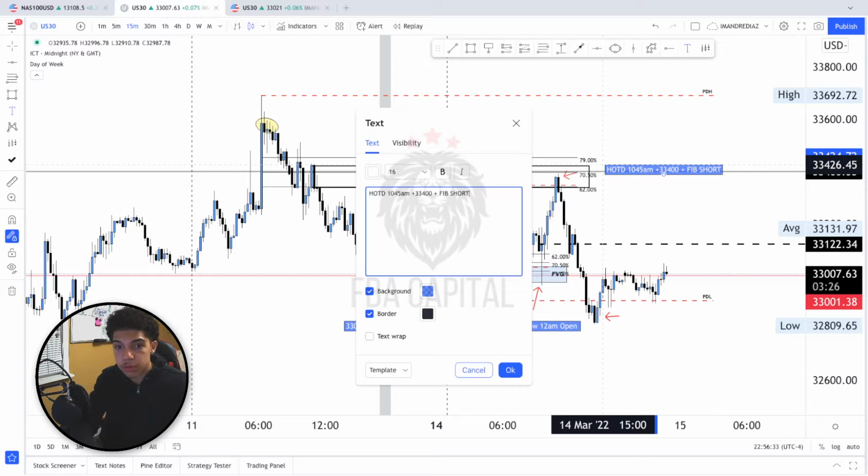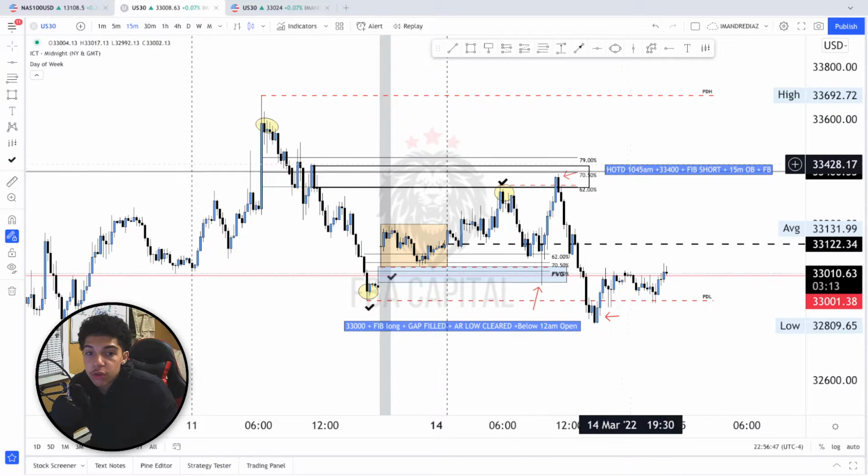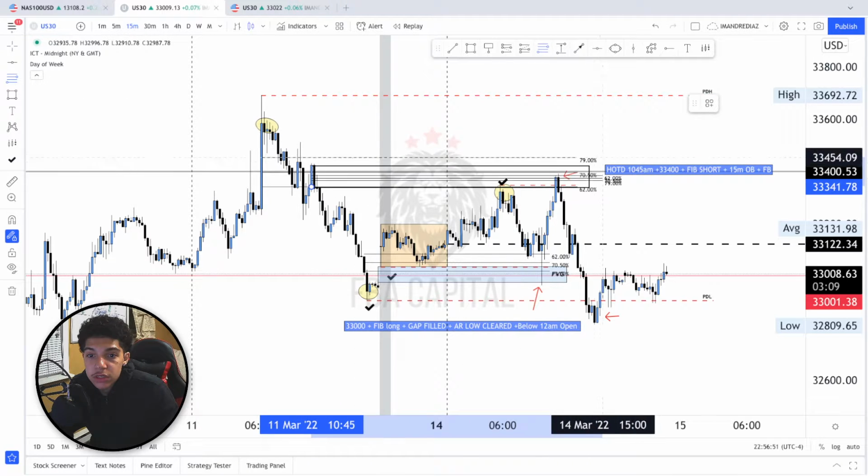Boom. Along with the fib short, and along with the 15-minute bearish order block. And we also had a false break of the high that ended up leading into this. So we cleared the high, tapped into this 33,400 area, tapped into this 50%, it looks like, of this 15-minute order block.